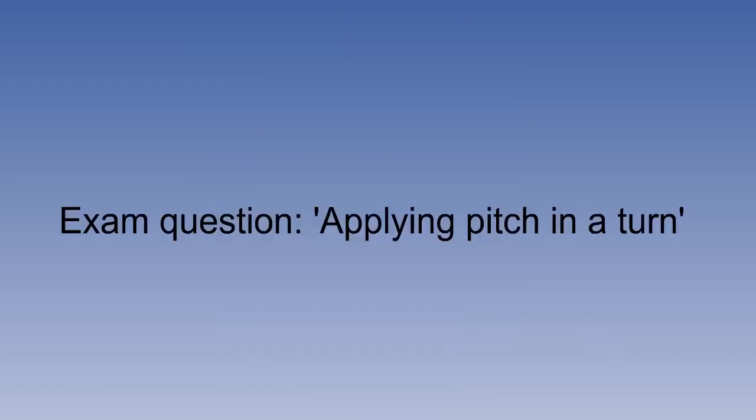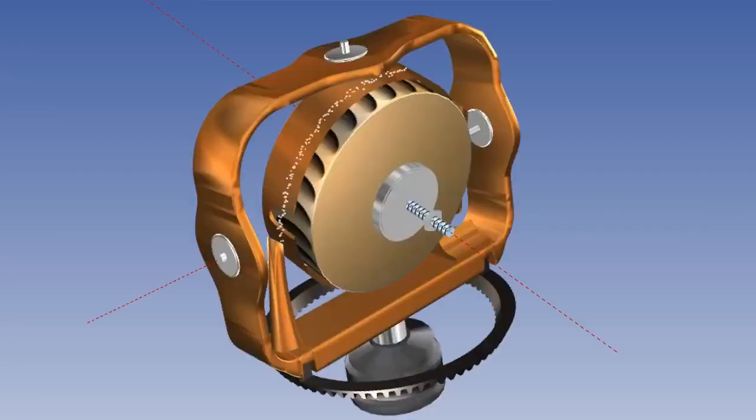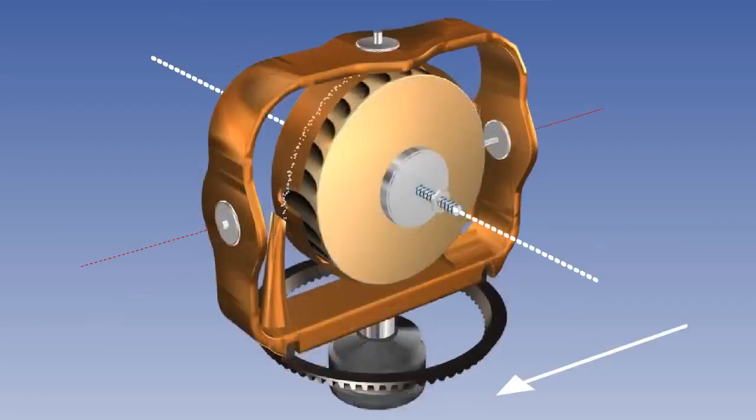These errors become even more complex if pitch is applied. Examiners sometimes refer to this error as being caused by applying pitch in a turn, although they occur in any bank turn. Gimbaling errors are small if the attitude deviation from level flight is only moderate, and they disappear as soon as level flight is resumed.